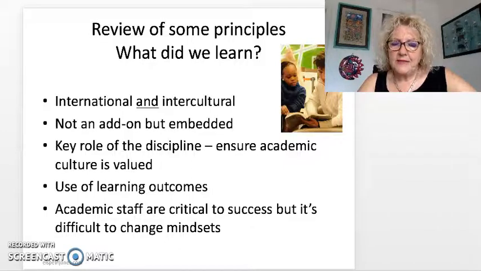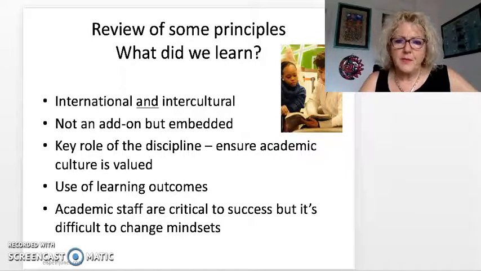Now, in order to achieve this, the academic staff are going to be critical to it being successful, but it's quite hard to get them to think differently, especially if they don't have any experience and they haven't had the opportunity to travel to other countries, or they haven't had the opportunity to read about this kind of thing. And so, although they're critical to its success, it can be very difficult to achieve. And so, we're going to look in section 4, in part 4, about how you can get support for achieving this.